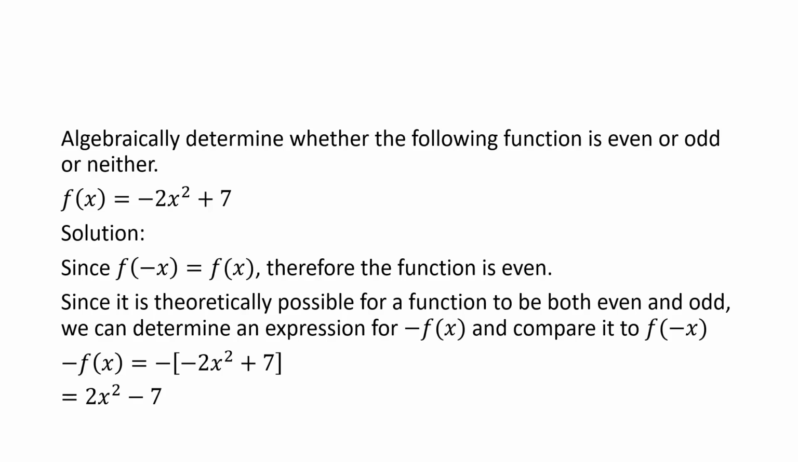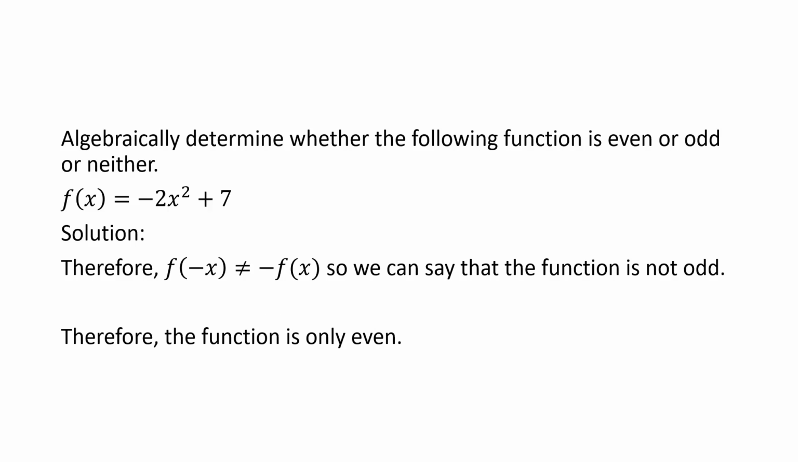It is theoretically possible for a function to be both even and odd, so we can determine an expression for negative f of x and compare it to f of negative x. If we do that, we see negative f of x is 2x squared minus 7. It's not the same as f of x, so therefore the function's not odd. Therefore, the function is only even.